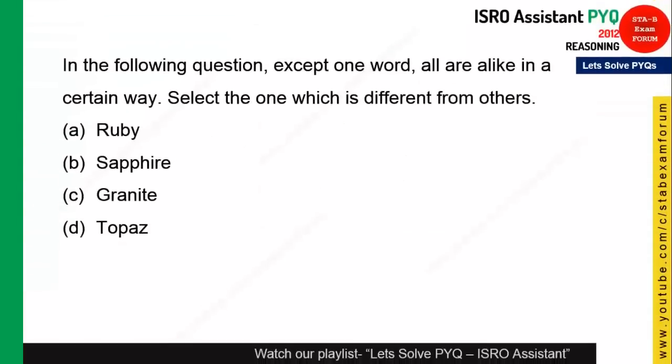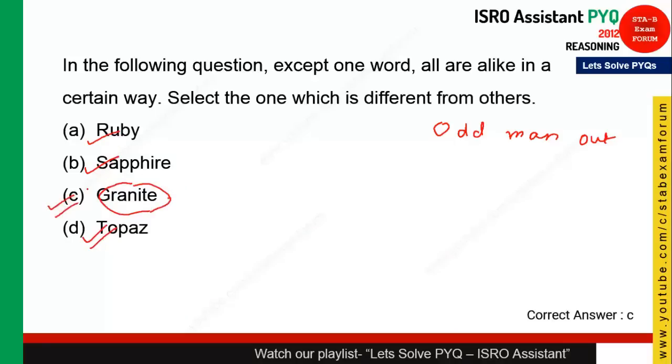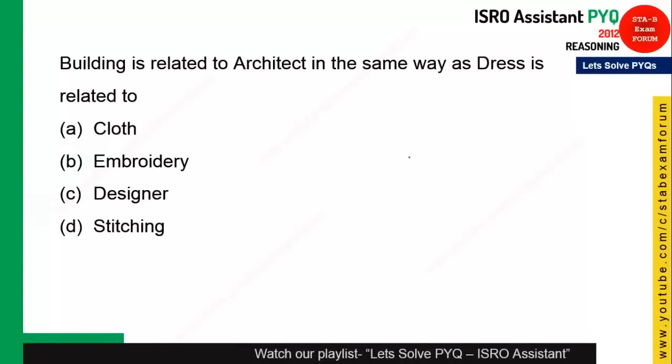Let's see the next question, and your time starts now. This question is from the category odd man out, a very simple one. As you can see, out of these 4 options, all are gemstones. Ruby is a gemstone, sapphire is a gemstone, topaz is a gemstone, but granite is not a gemstone. So option C is the odd man out, and option C is the right answer. Let's see the next question. It is from the category called analogy.